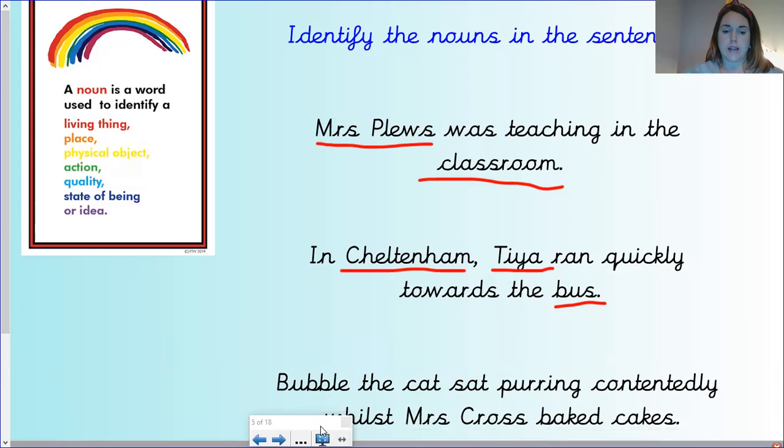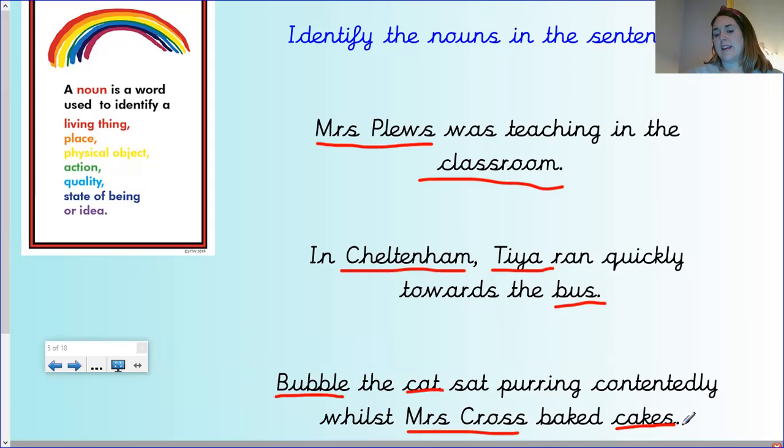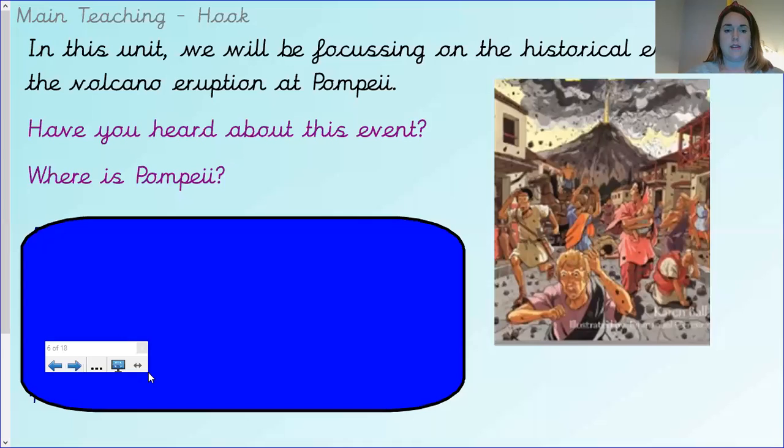And finally, Bubble the cat sat purring contentedly whilst Mrs. Cross baked cakes. Pause the video and decide where the nouns are, please. We have got Bubble, cat, Mrs. Cross, and cakes. Right, we will come back to our target in our next English lesson.